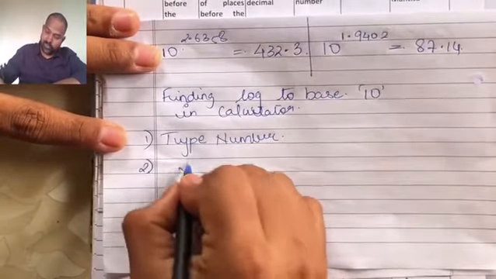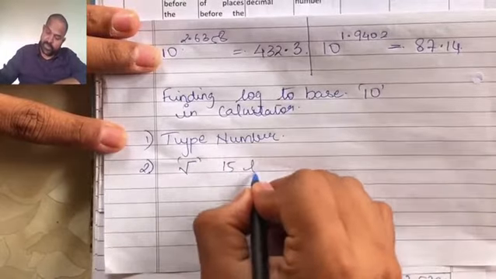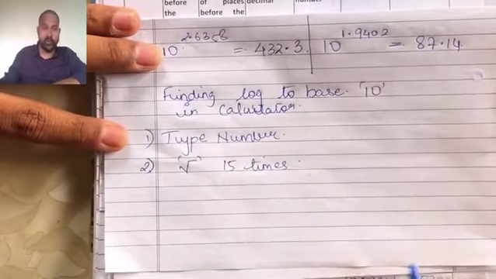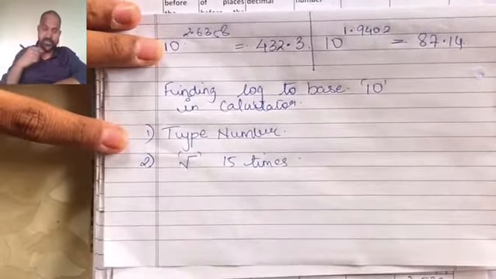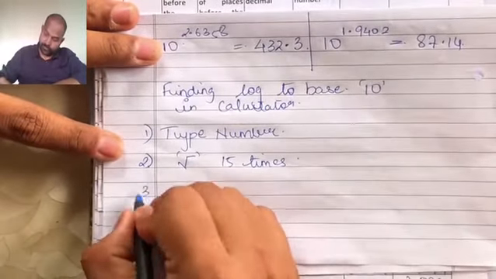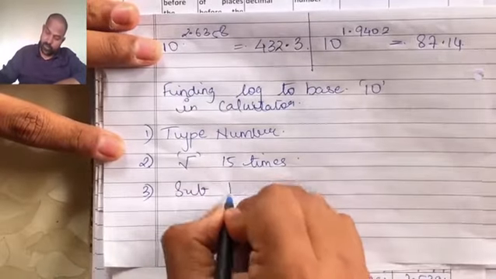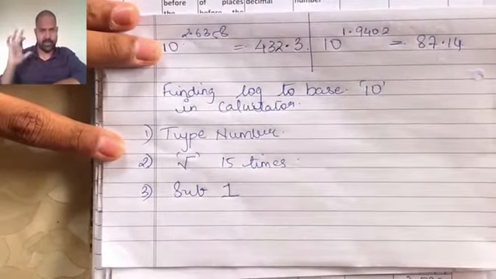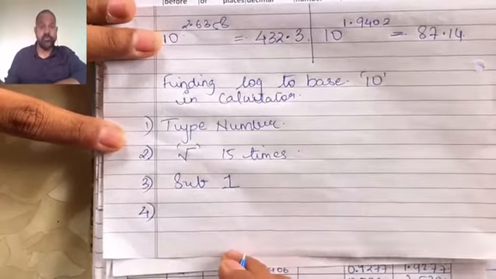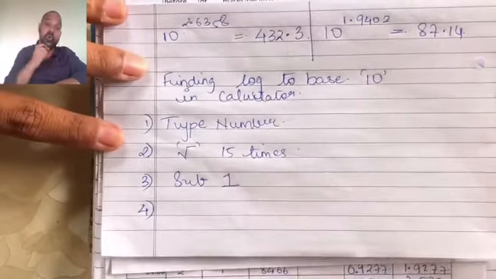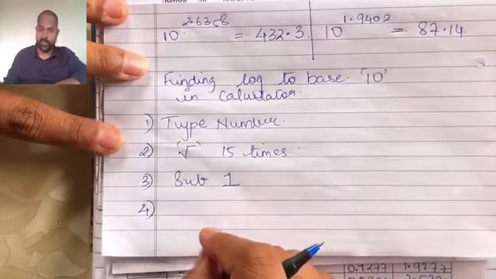Step 2, press the root sign 15 times. Sir, we did this when we were doing roots also. Correct. Same procedure. Type the number, press the root sign 15 times. Subtract 1. Sir, we did this also. Yes, correct. After this it changes. Here after this, we used to divide by what root you want to take. We are not going to do that anymore.